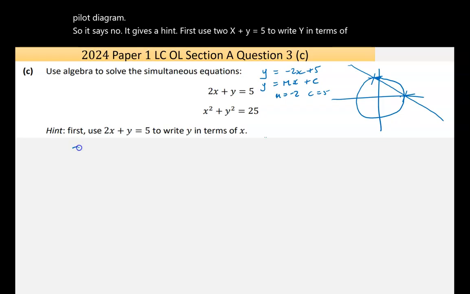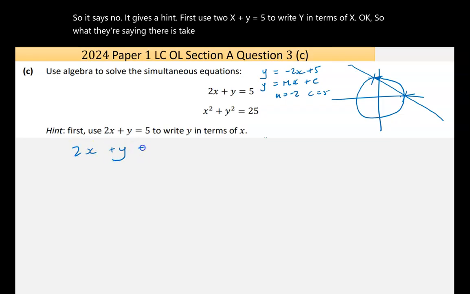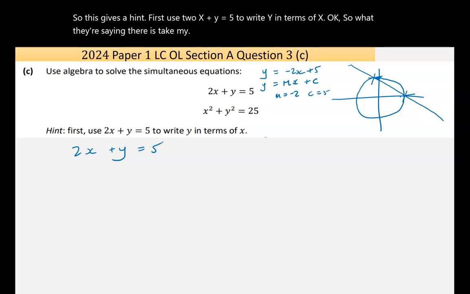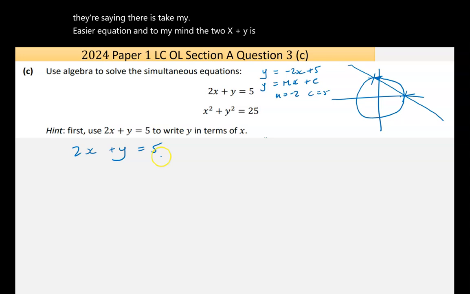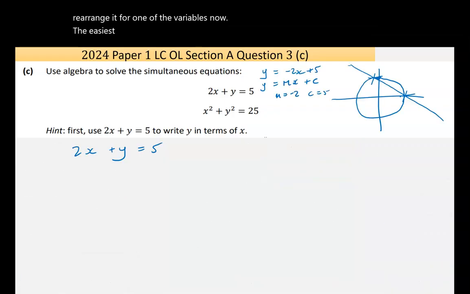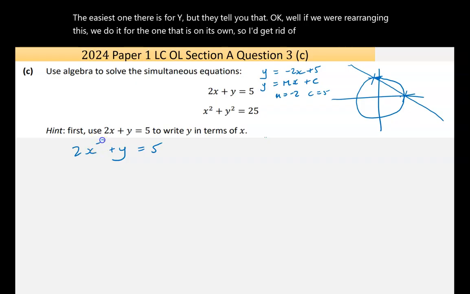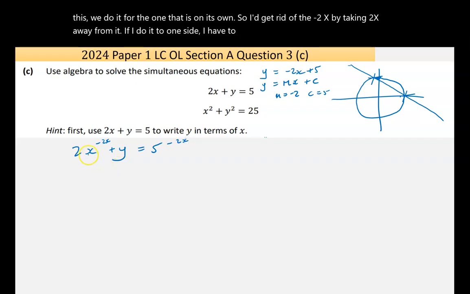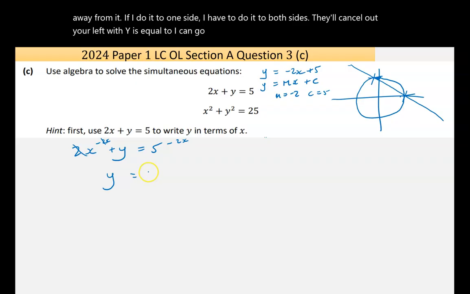Okay, so what they're saying there is take my easier equation, and to my mind the 2x plus y is equal to 5 is easier looking, and rearrange it for one of the variables. Now, the easiest one there is for y, but they tell you that, okay? Well, if we were rearranging this, we do it for the one that is on its own. So I'd get rid of the 2x by taking 2x away from it. If I do it to one side, I have to do it to both sides. They'll cancel out. You're left with y is equal to, I can go minus 2x plus 5 or 5 minus 2x, whichever way you want.